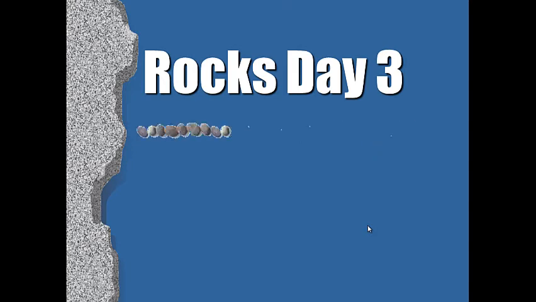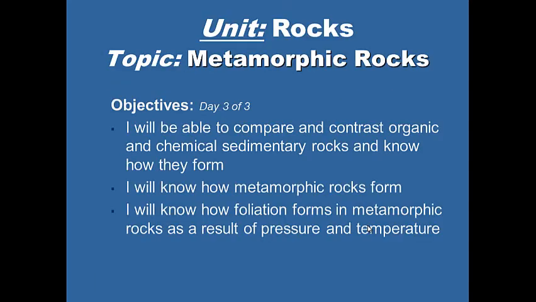All right, welcome to our unit on rocks, day 3. Your topic for today is Metamorphic Rocks, day 3 of 3. Today, we're going to compare and contrast organic and chemical sedimentary rocks and know how they formed. So we're going to review sedimentary rocks real quick, and then we're going to learn about metamorphic rocks and how they form. And then you will know how foliation forms in metamorphic rocks as a result of pressures and temperatures.